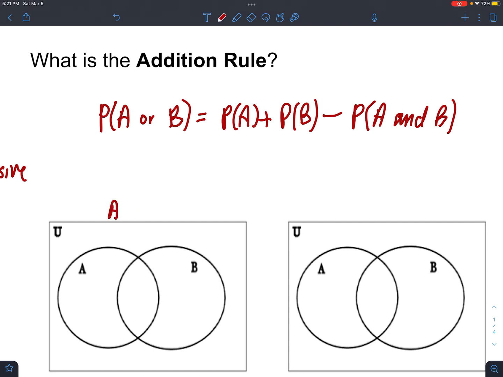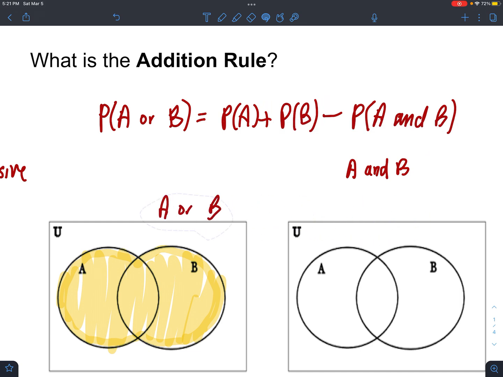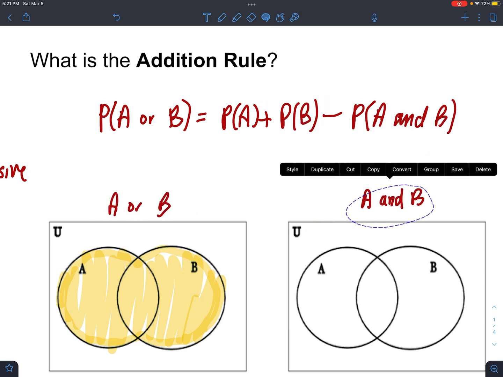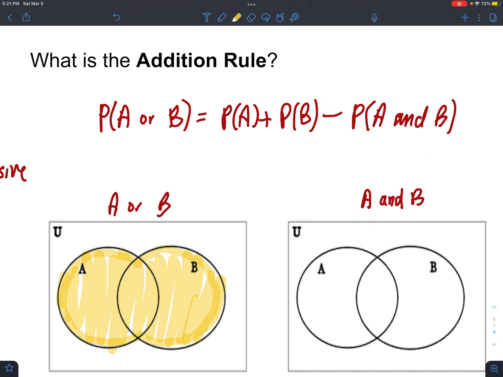Oh, I'm just going to go ahead and show you what and or look like on these. Together, and would be everything within the 2 circles, just a nice clean shading in, and oh, I'm so sorry. This is or, because it includes everything, right? And would only be the intersection.